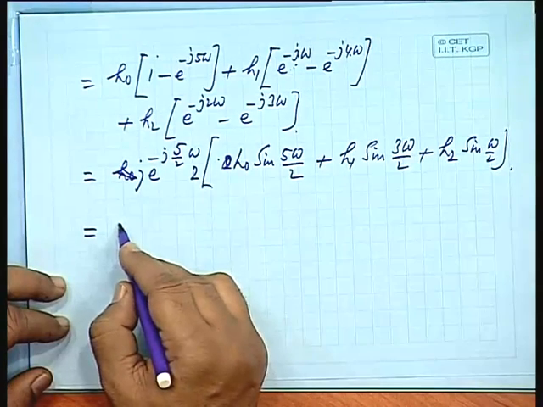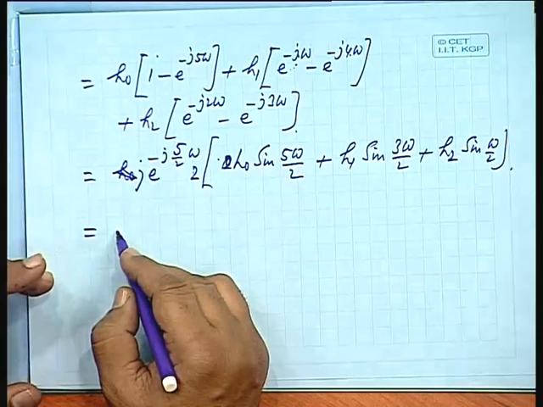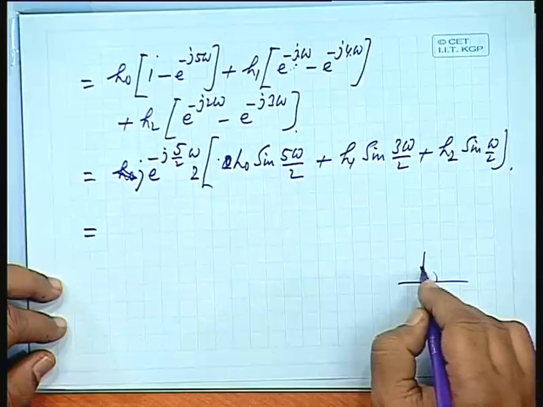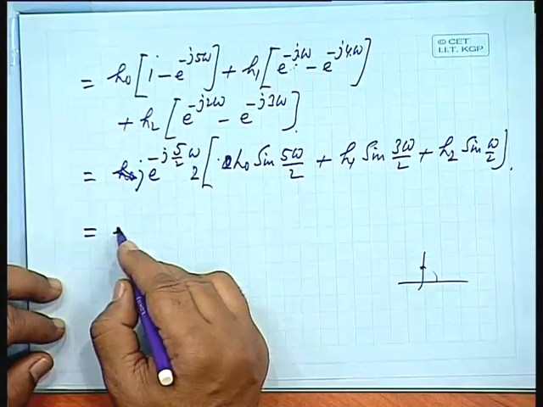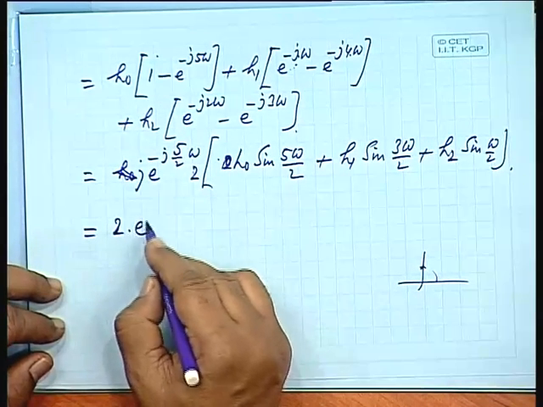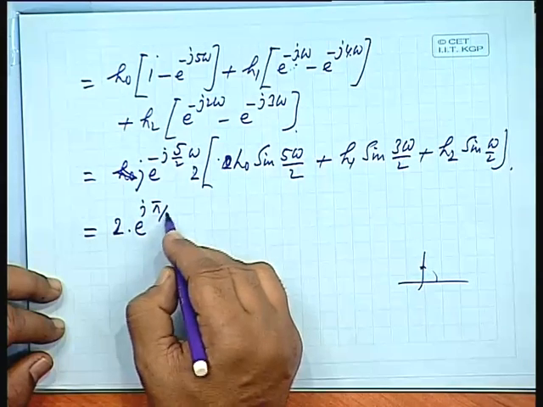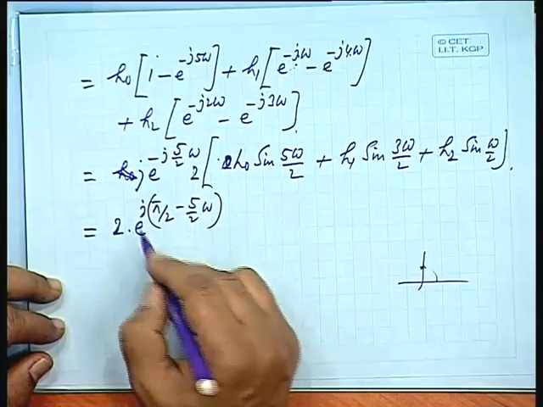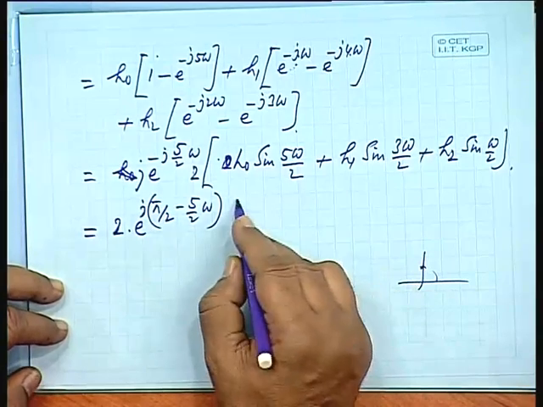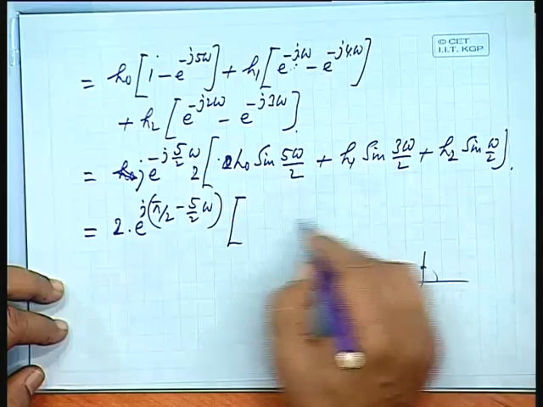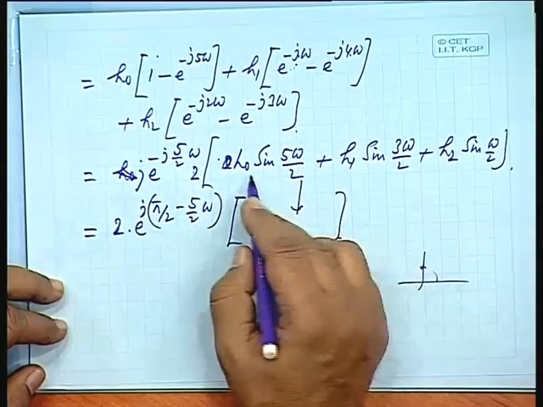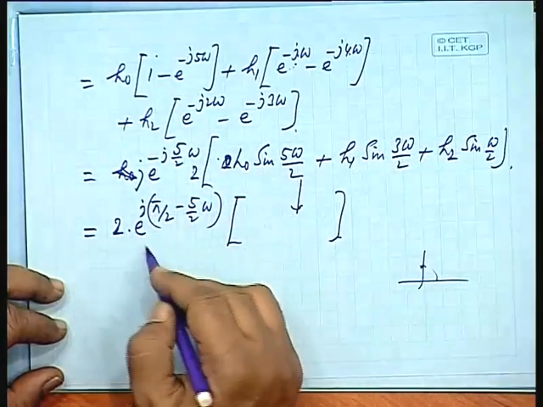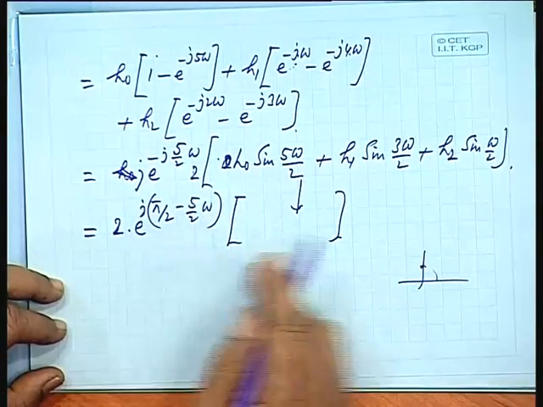So, one may write 2j, j I can always put as e^(jπ/2), is it not? So, 2 into e^(j(π/2 minus 5ω/2)). Is that all right? And inside I will have this quantity. Again this is a real quantity. So, this is the magnitude and this is the phase. So, how much is the phase? π/2 minus 5ω/2.